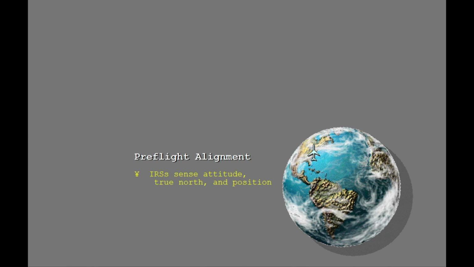Before the IRSs calculate attitude and position information, you must do pre-flight alignment. Pre-flight alignment senses attitude, true north, and position. The IRSs do not use navigation aids to do the alignment. The IRSs use gravity to calculate initial attitude and the Earth's rotation to calculate true north and position.